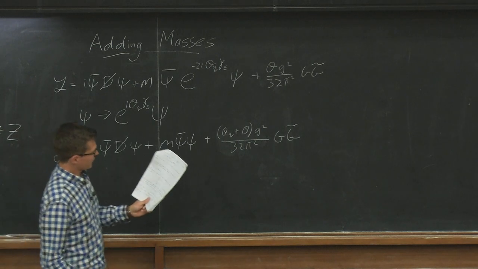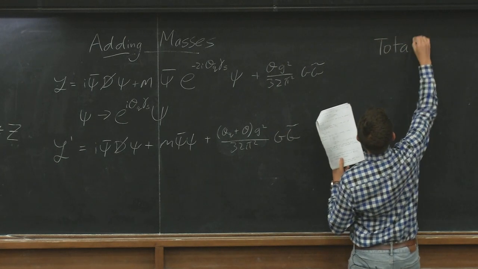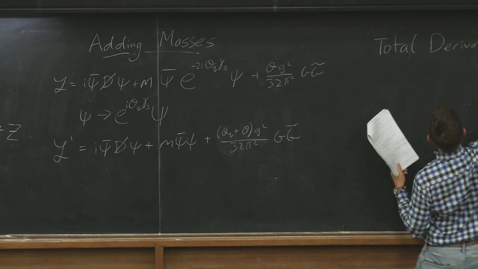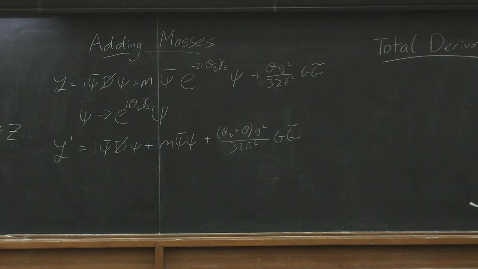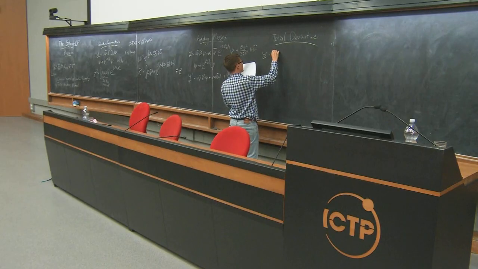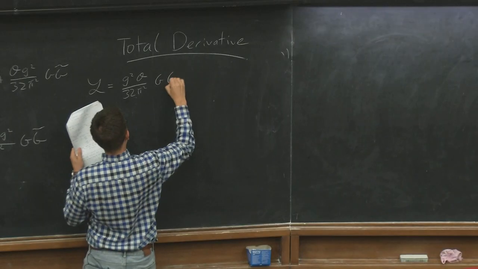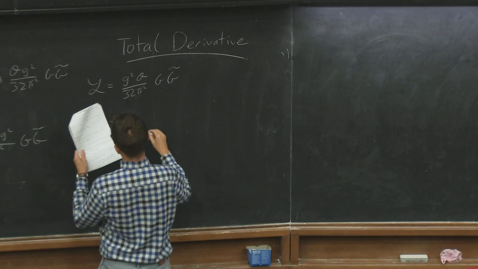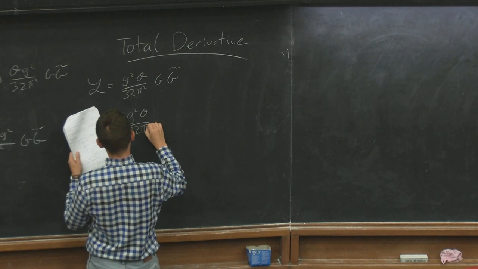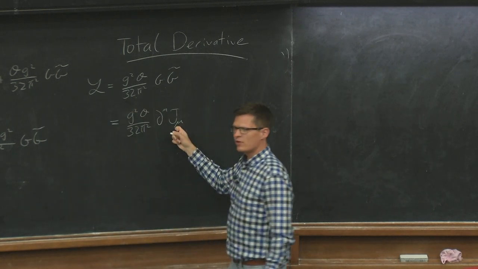But why care? The reason I say why care is that if we stare at this term, we can see that it is actually a total derivative. And you can see that in a number of ways. I'm going to write down the explicit form of the total derivative. So say we've got g squared theta over 32 pi squared G G-dual. I can equivalently write this as g squared theta over 32 pi squared d mu of j mu.